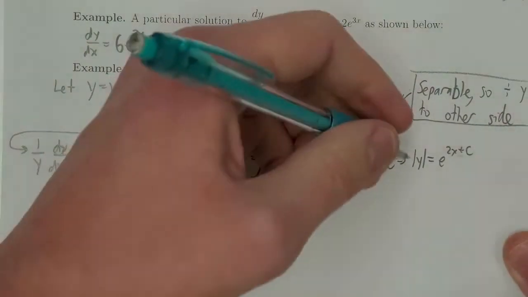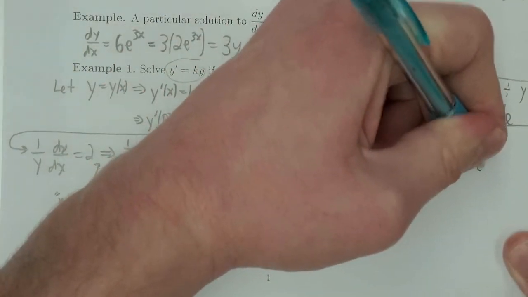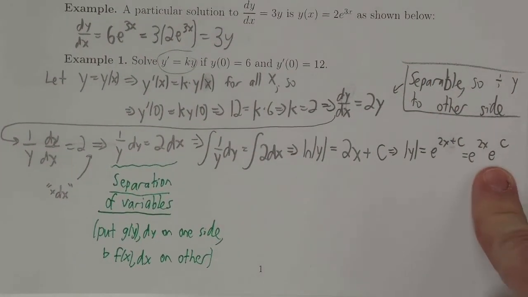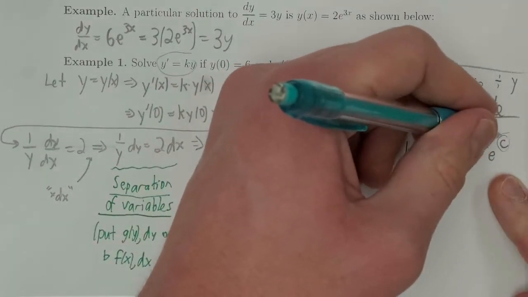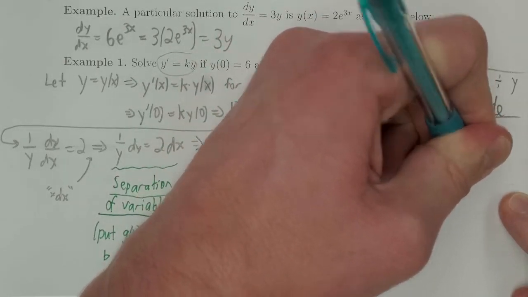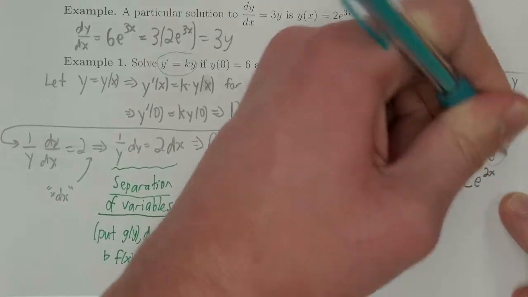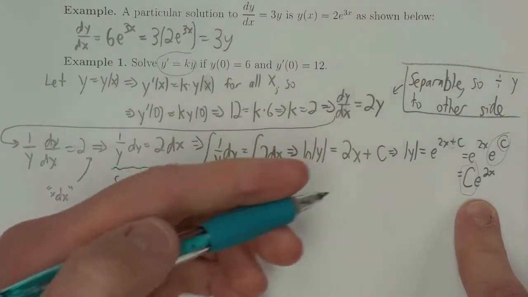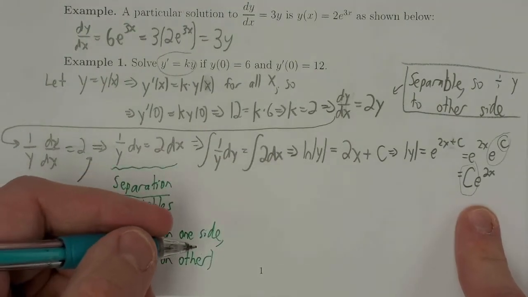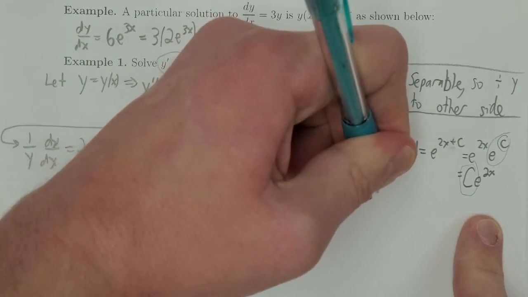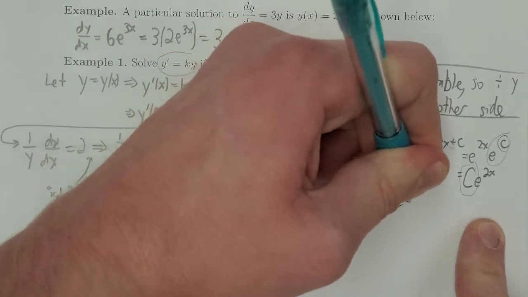So here we can actually break this up a bit further as e to the 2x times e to the c, right? But remember, c is an arbitrary constant, right? So in this case, the c here can essentially absorb this whole thing in the sense that we just get another arbitrary constant, c times e to the 2x. So this is still an arbitrary constant here. Okay? So here, we get absolute value of y equals c times e to the 2x.